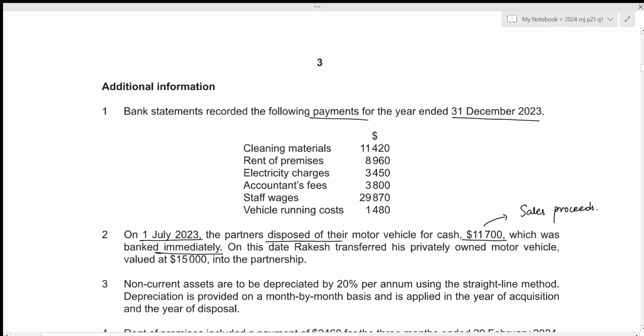On this date, Rakesh transferred his privately owned motor vehicle valued at 15,000 into the partnership. Okay, so we first disposed of the existing motor vehicle and then Rakesh transferred his privately owned motor vehicle into the partnership. Now, non-current assets are to be depreciated by 20% per annum using the straight line method. Depreciation is provided on a month-by-month basis and is applied in the year of acquisition and in the year of disposal. Okay, for this disposal, we need to calculate whether there was a profit or loss.